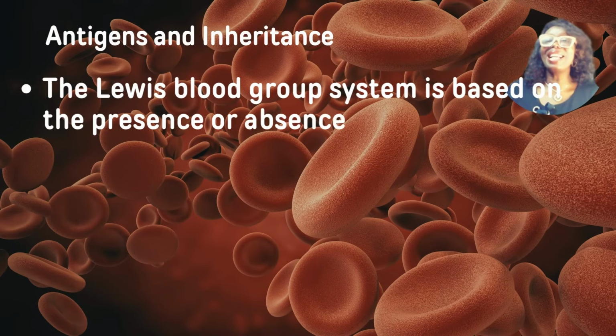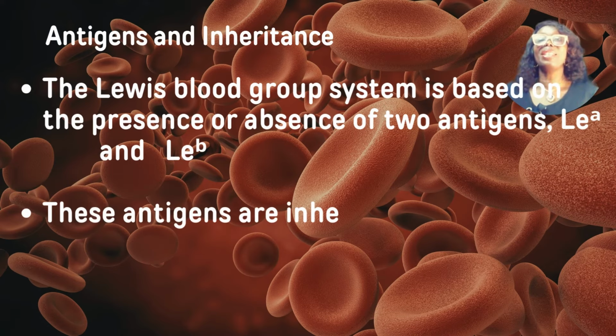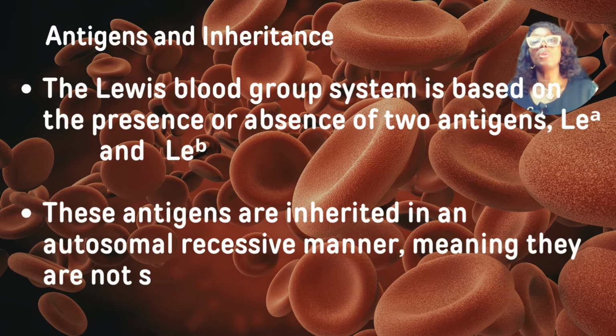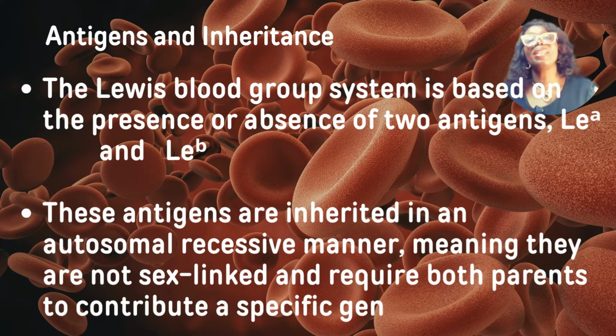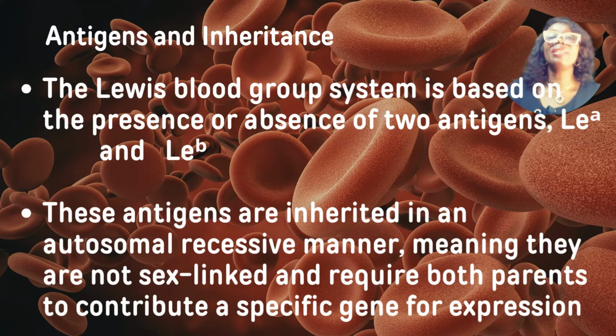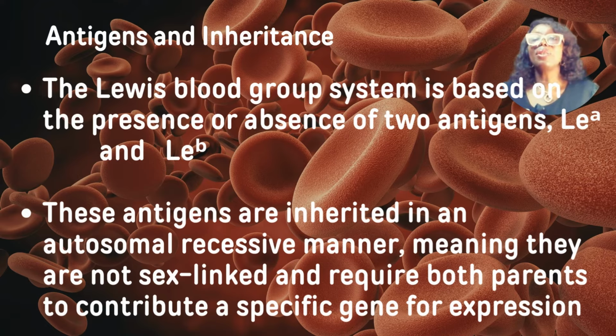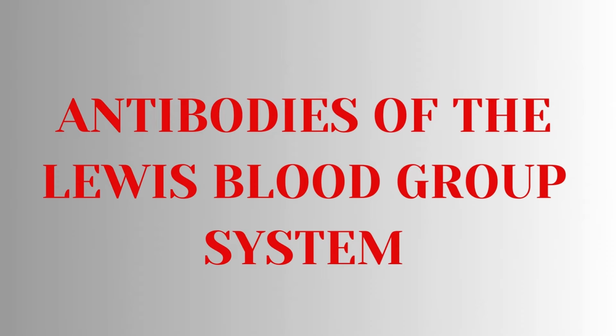Inheritance of Lewis antigen. The Lewis blood group system is actually based on the presence or absence of two antigens. That is the Lewis antigen A and the Lewis antigen B. These antigens are inherited in an autosomal recessive manner, meaning they are not sex-linked and they require both parents to contribute a specific gene for them to be expressed in the offspring.